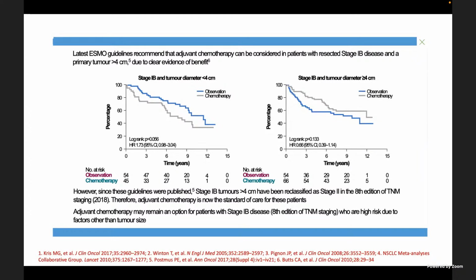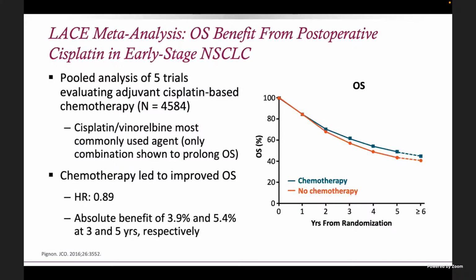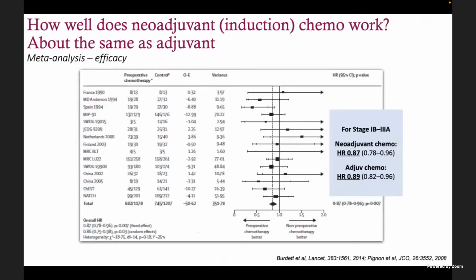This was done way prior, around the LACE analysis time, saying that any patient who has a primary more than 4 centimeters, chemotherapy is warranted there. A similar slide says chemotherapy has a good hazard ratio of 0.89 in improving overall survival if the patients have adjuvant chemotherapy there. So how well does neoadjuvant chemo work?